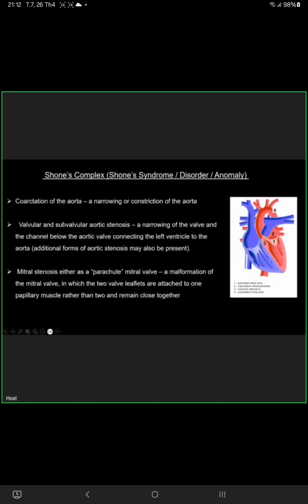Let's move to the Shone complex. Shone complex is a problem of all left valves: mitral valve, parachute type, aortic valve, and coarctation with mitral stenosis.